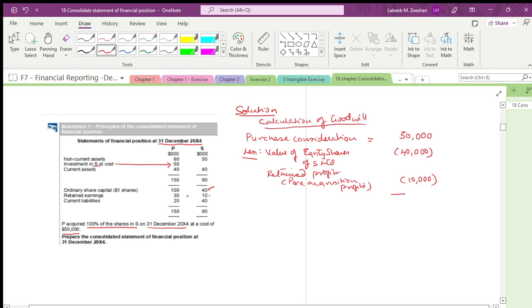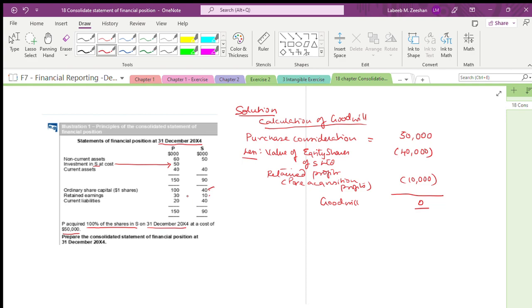Means at this point of time, you have neither a positive goodwill nor a negative goodwill. Is it right? This is the first step. Every question will have a process like this.